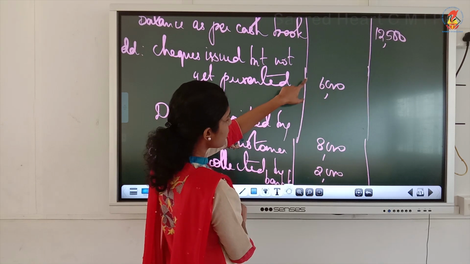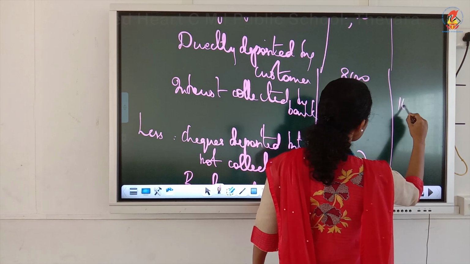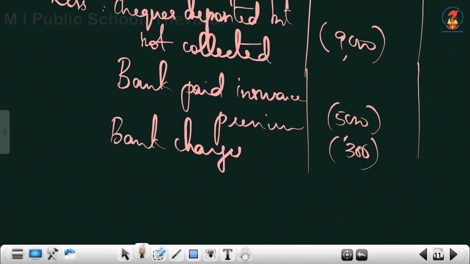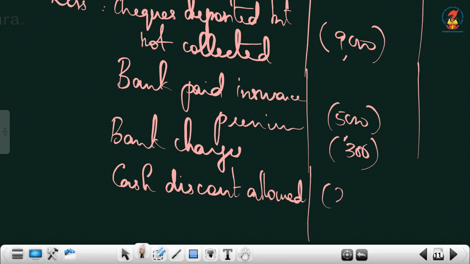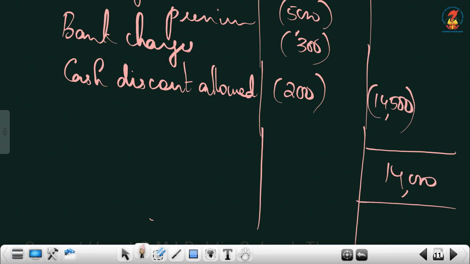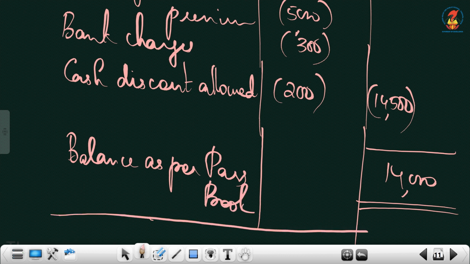Okay, now we can just add the totals. Total of add items, that is 6 plus 8, 14 plus 2, 16,000 you write here in the outer column. Total of add items. Okay, less items we have to write one more, that is cash discount allowed. Minus 200. So, less items total would be 14,500. Now, you just find the amount in the outer column. The balance would be 14,000. That is the balance as per passbook. Now, you can close this.